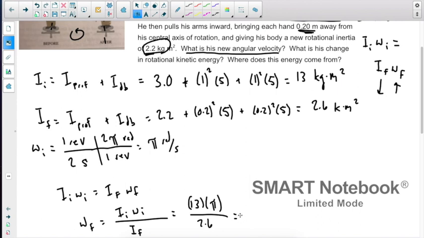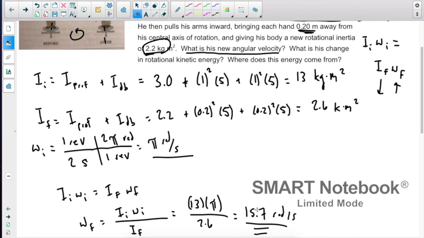And when we do that, we get 15.7 radians per second, which is of course much bigger than pi, and that's what we predicted. His initial rotational angular velocity was pi radians per second. His new one is 15.7 radians per second.